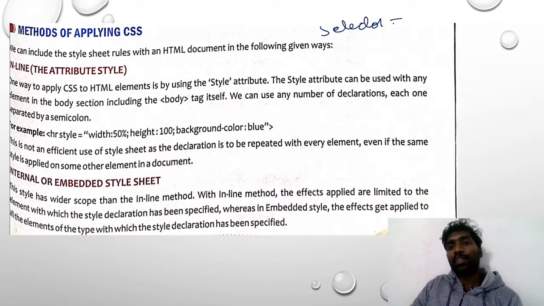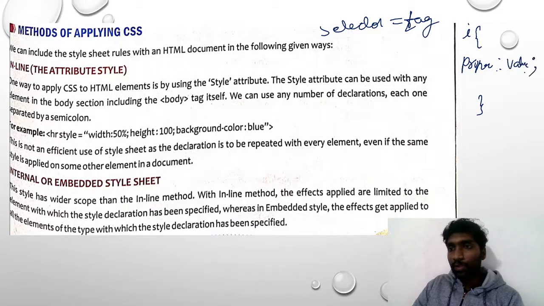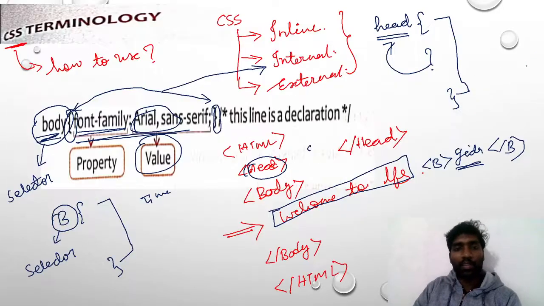Selector means what? Tag. So tag name, if I mention italic, I, open bracket, close bracket, over. So this is a way to apply CSS. And here you have to mention the property, and then the value. After the value we should put the semicolon. It is compulsory. Here also you may notice that at the end they mentioned a semicolon.